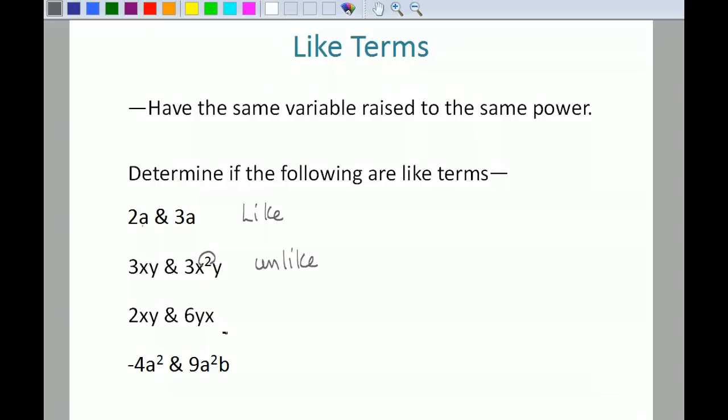2xy and 6yx. Ooh, this one's tricky. I have the same variable. I have x and x, both to the first power, y and y, both to the first power. So these are like terms. And I know these are the same thing because of the commutative property of multiplication. The order that I multiply numbers does not matter. Now let's take a look at this last one, negative 4a squared and 9a squared b. Oh, I've got a squared and a squared. Oh, but I don't have b with this first one, so these are unlike terms.